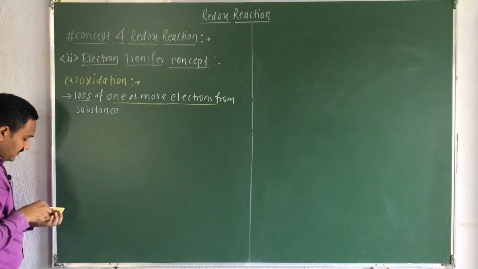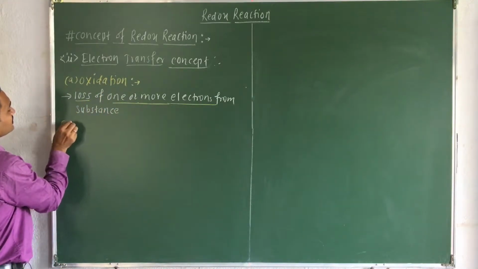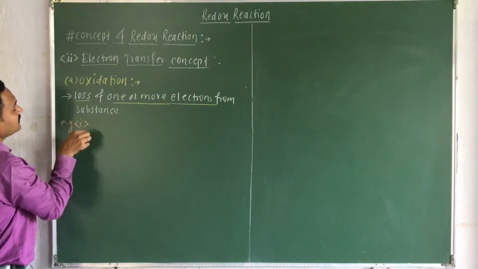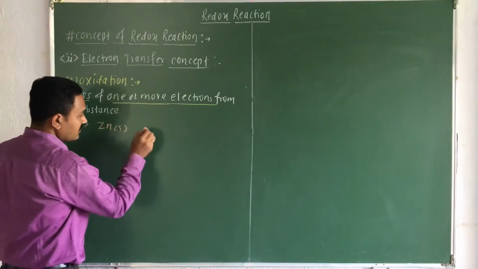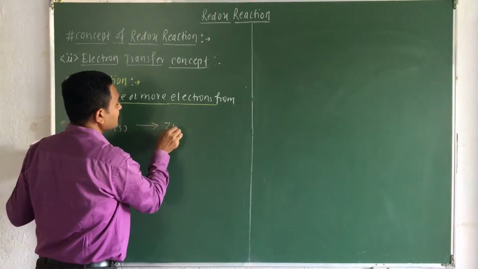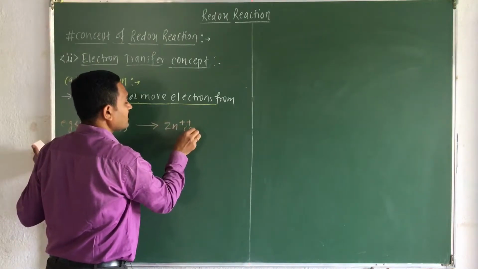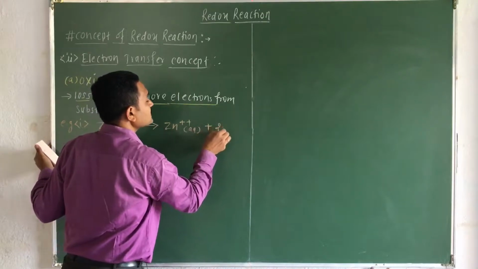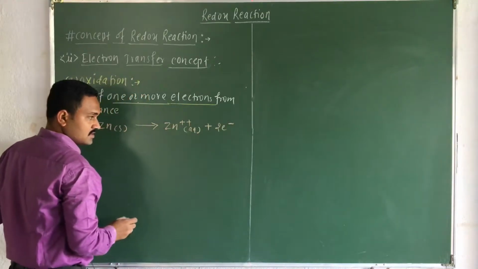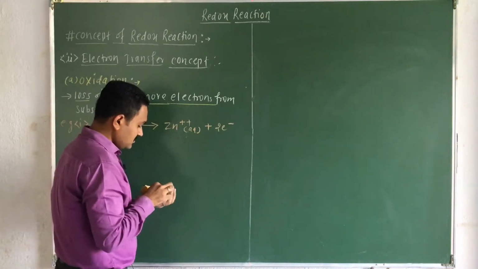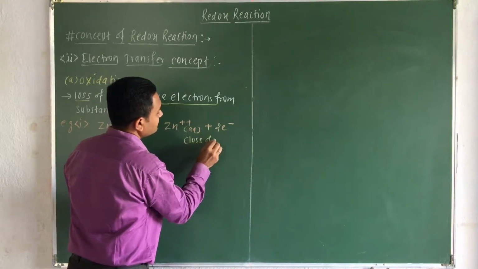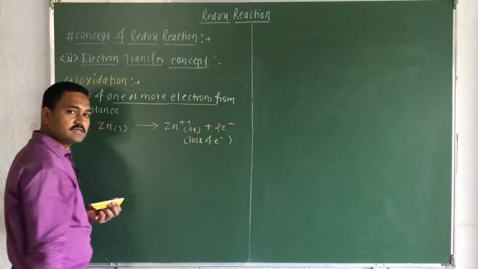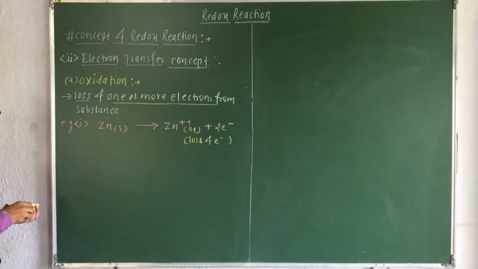For example, the first example: zinc solid converts to zinc 2+ ion aqueous plus 2 electrons. So here there is a loss of electrons, hence this process is an oxidation process.